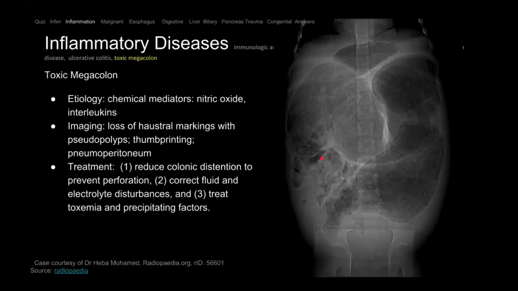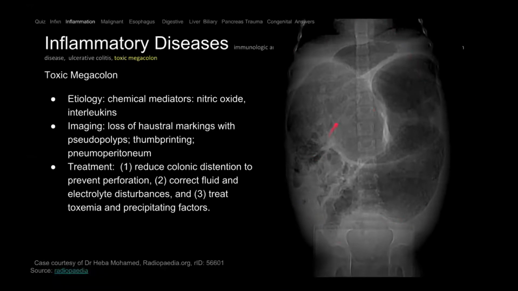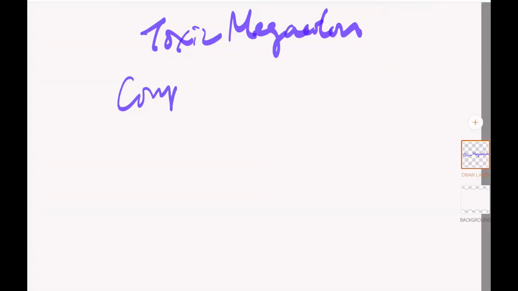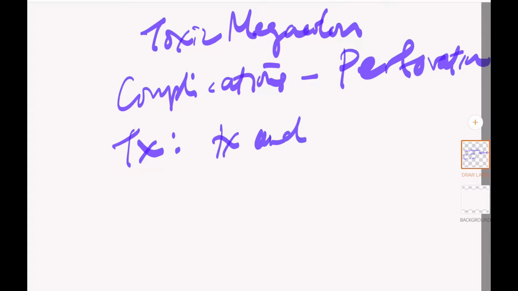So here, what do you see on this radiograph? This is not a normal-looking radiograph. The colon is huge, and there are a lot of causes of toxic megacolon, including pseudomembranous colitis, Crohn's, etc. It's critical to treat the underlying cause to prevent perforation.